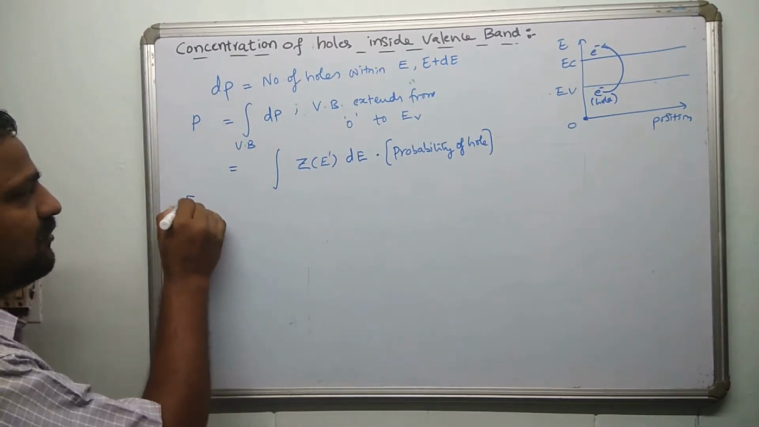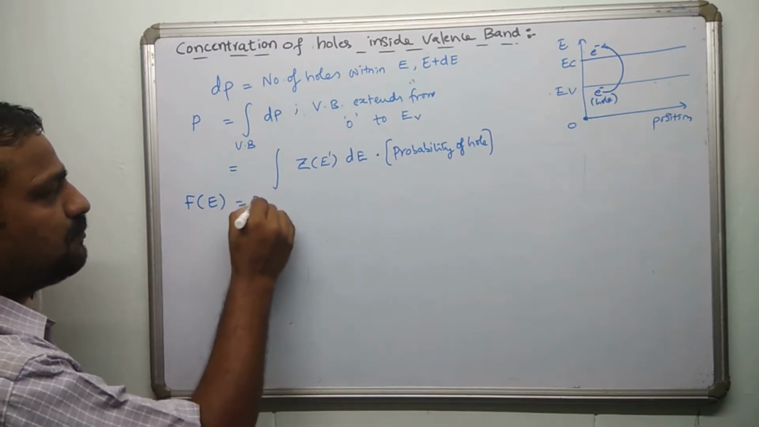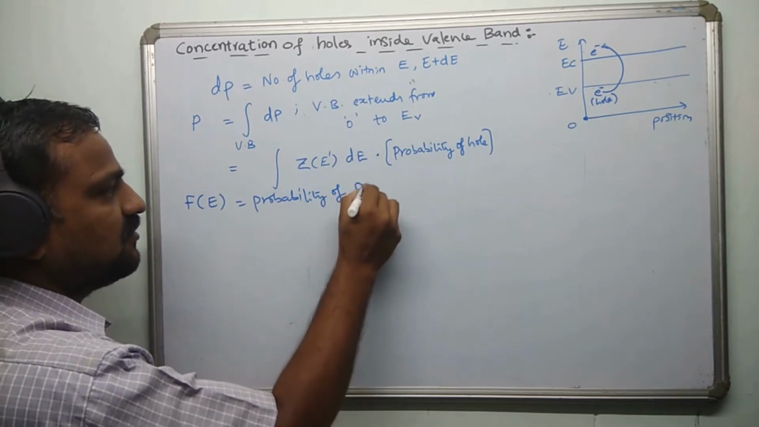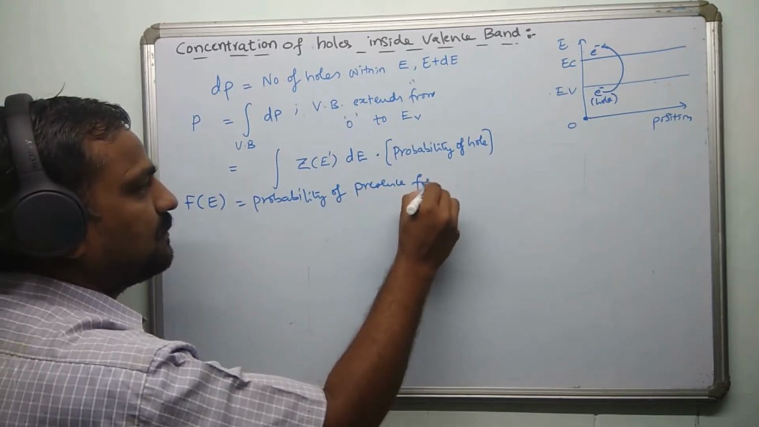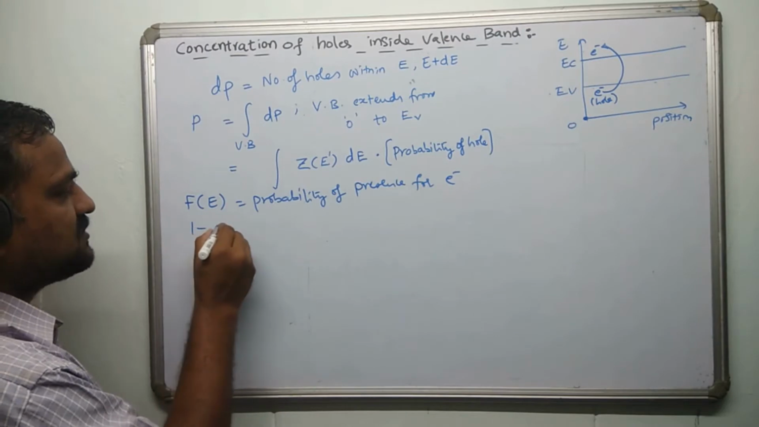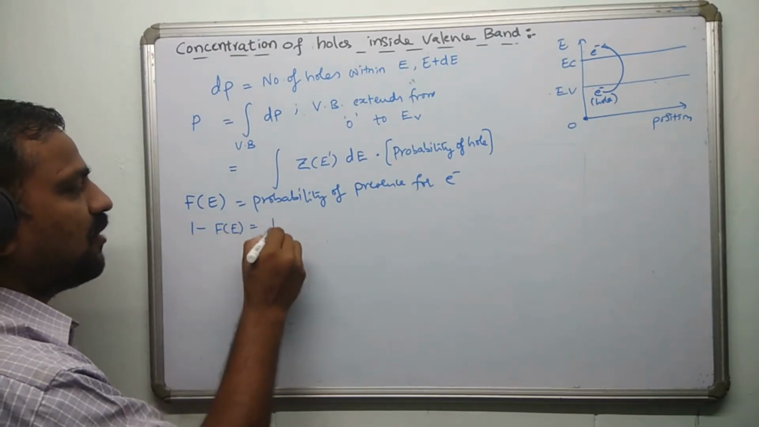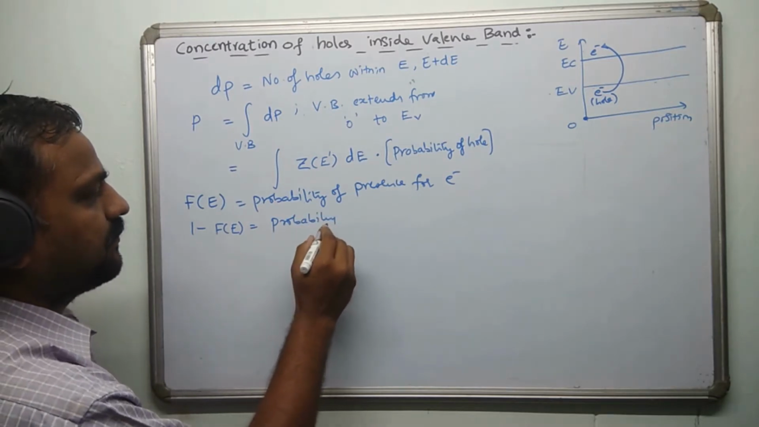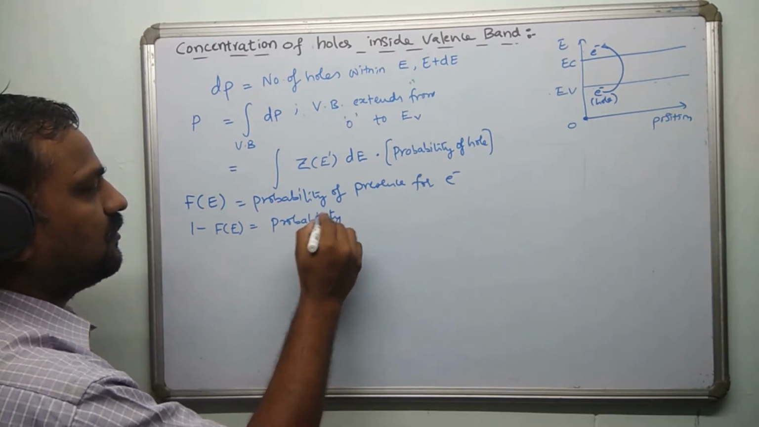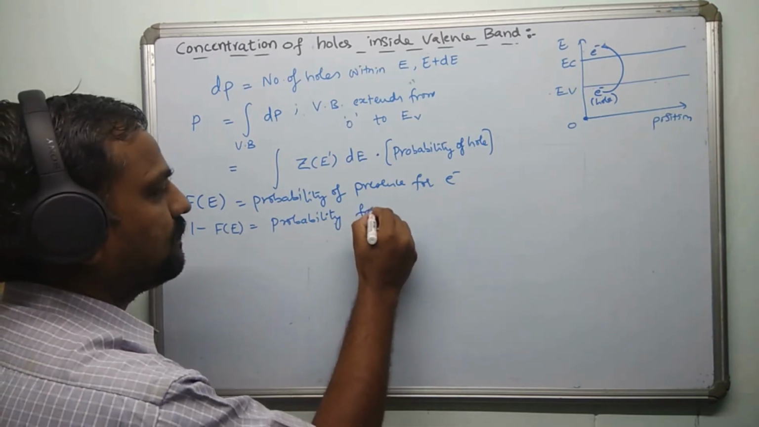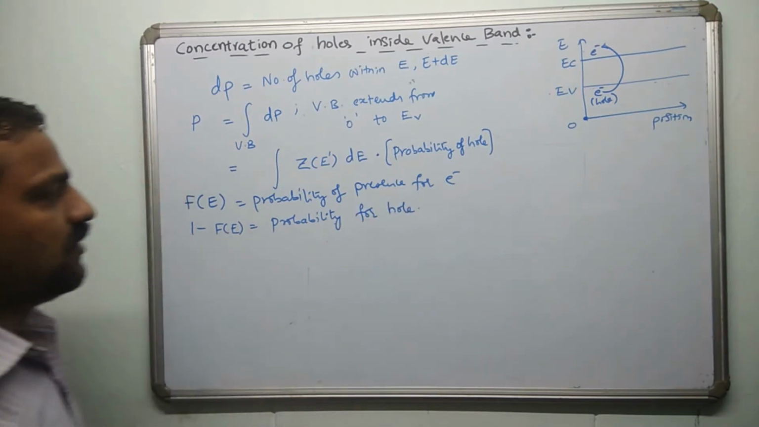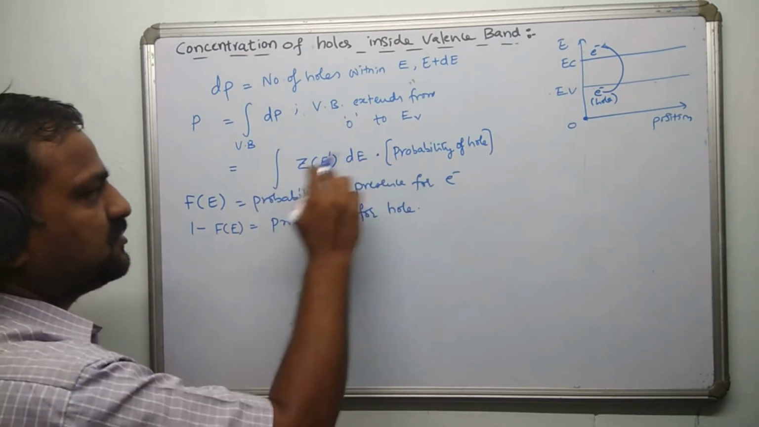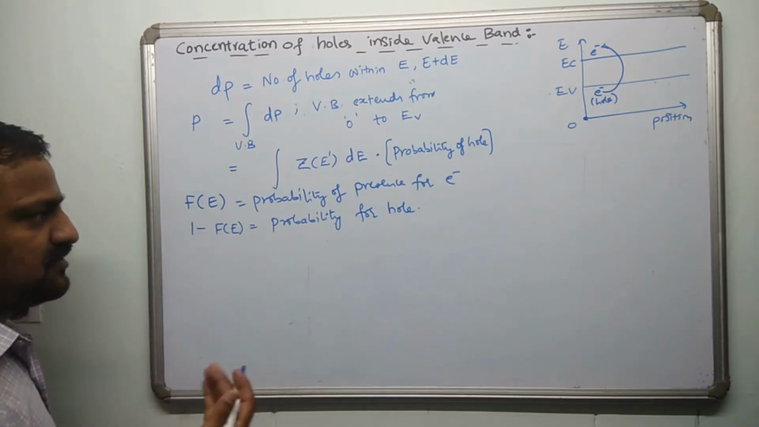As you know, f of E is the probability of presence of an electron. So obviously 1 minus f of E is going to be the probability of absence of an electron, which is nothing but the probability for a hole, right? Okay, so we'll calculate this 1 minus f of E. First, let me proceed with this. Later, I can substitute it here within the appropriate limits and I'll proceed further.